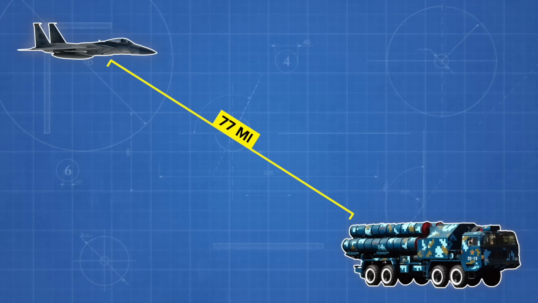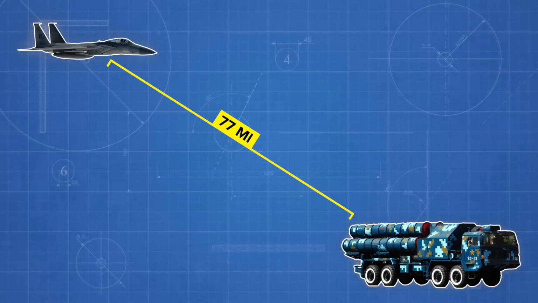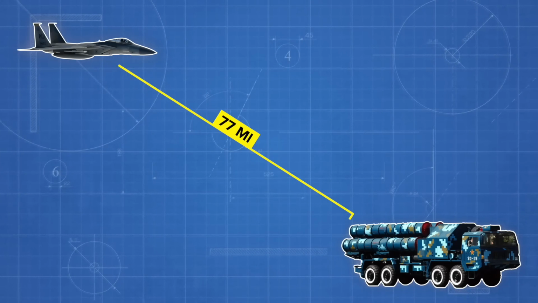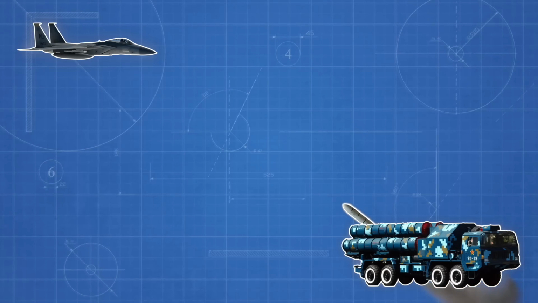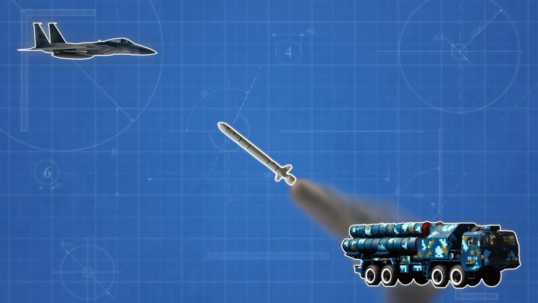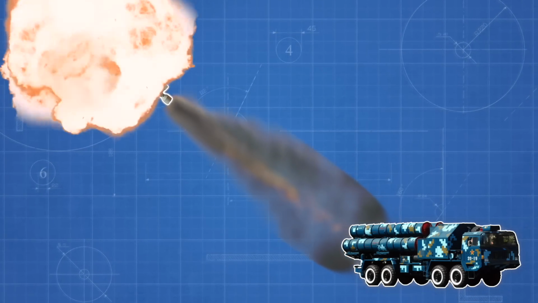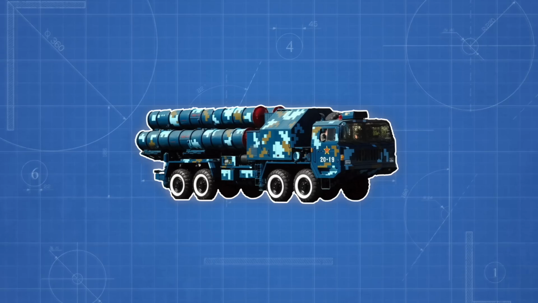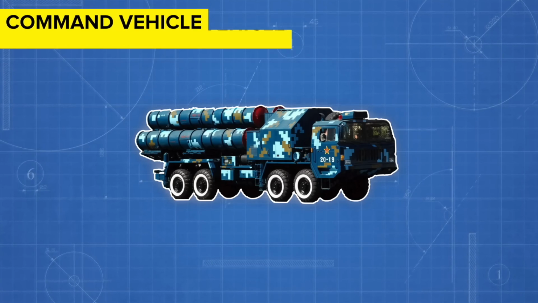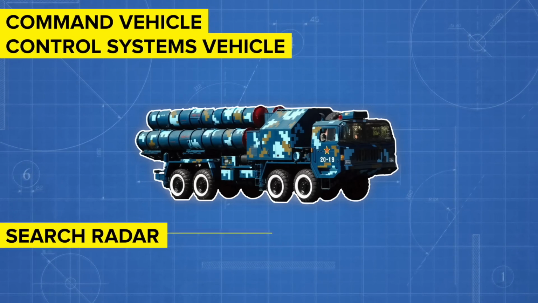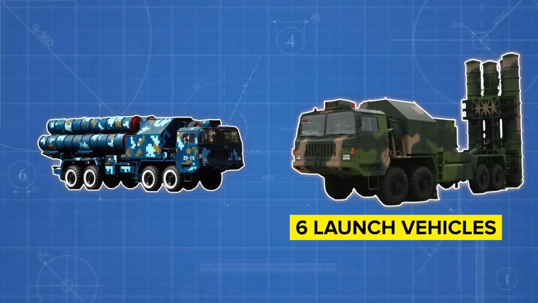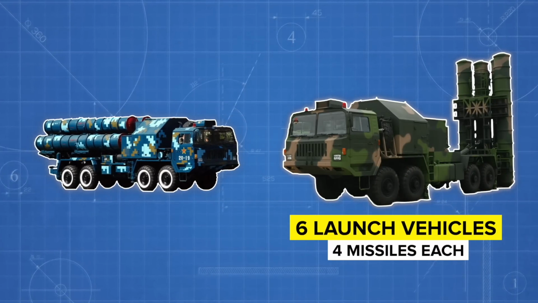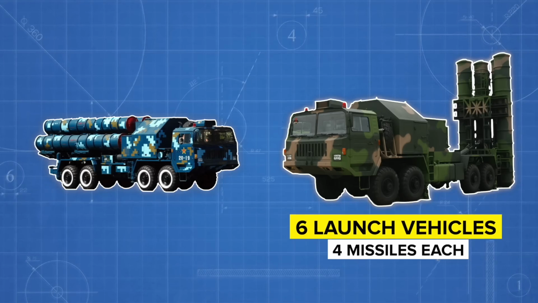The HQ-9 can be used against a variety of targets, including low-flying aircraft, helicopters, cruise missiles, air-to-ground missiles, and tactical ballistic missiles. It is a shoot-and-scoot platform, which gives it the ability to change its location quickly after firing upon a target. The number of components associated with a battery is up to debate, but includes a command vehicle, a control systems vehicle, a search radar, a target control system, and 6 launch vehicles, each with 4 missiles apiece. It's common for 4 batteries to work together, bringing the total number of missiles to 96.